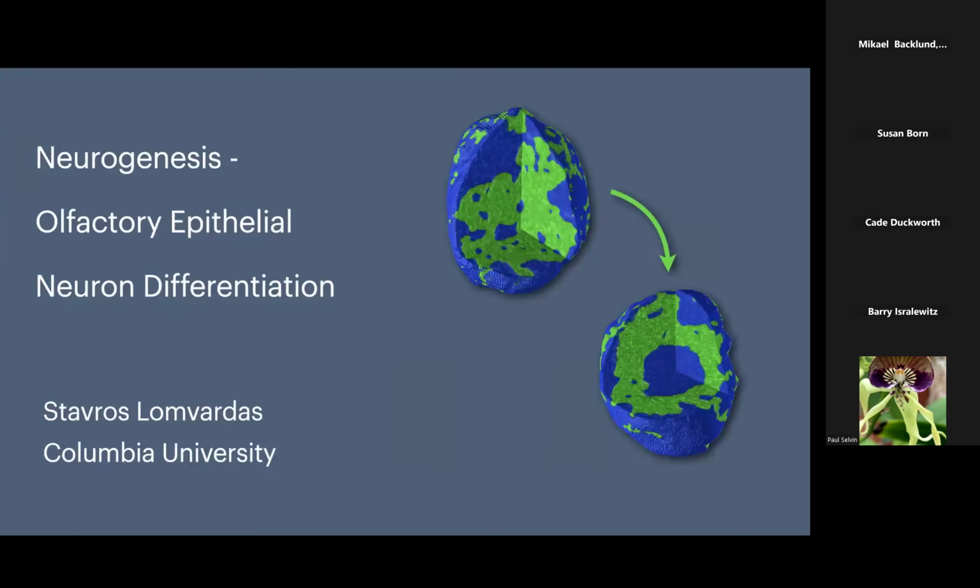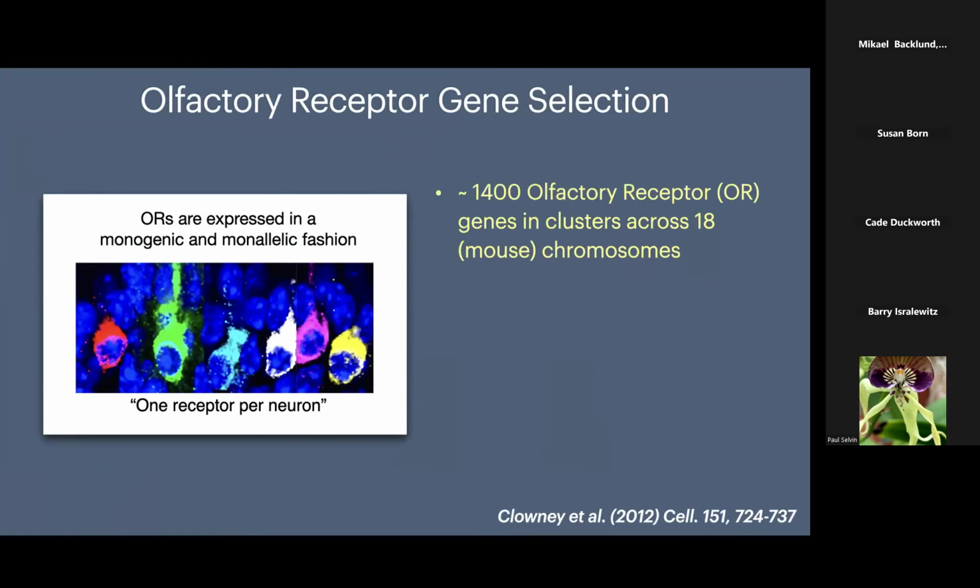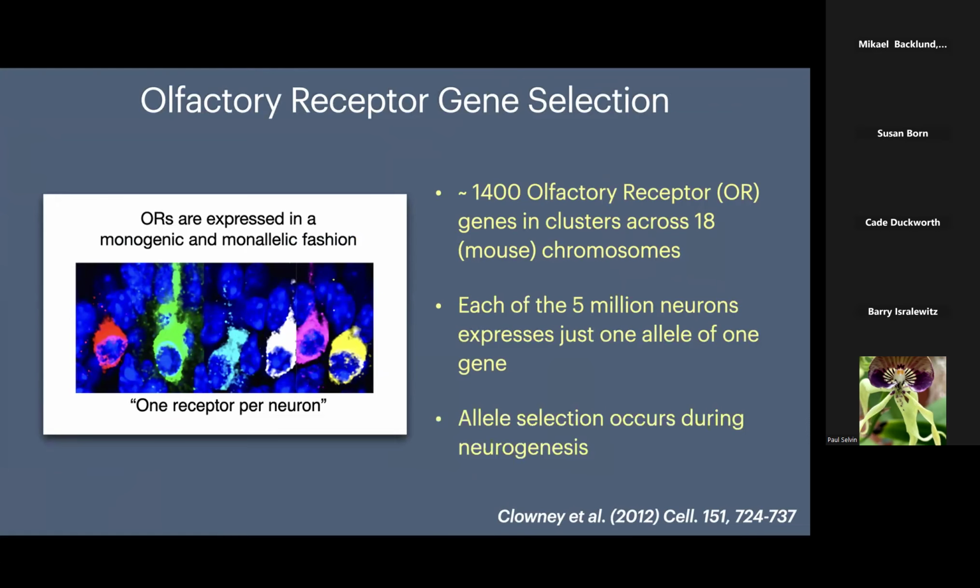We did a very similar test on neurogenesis, olfactory epithelial neuron differentiation, again from mice. This is the olfactory receptor gene selection story from Stavros Lomvardas's lab. There are 1,500 genes in clusters across 18 mouse chromosomes in every cell in the olfactory epithelium, but each of those neurons expresses just one allele after differentiation. And that was what Stavros was interested in studying.